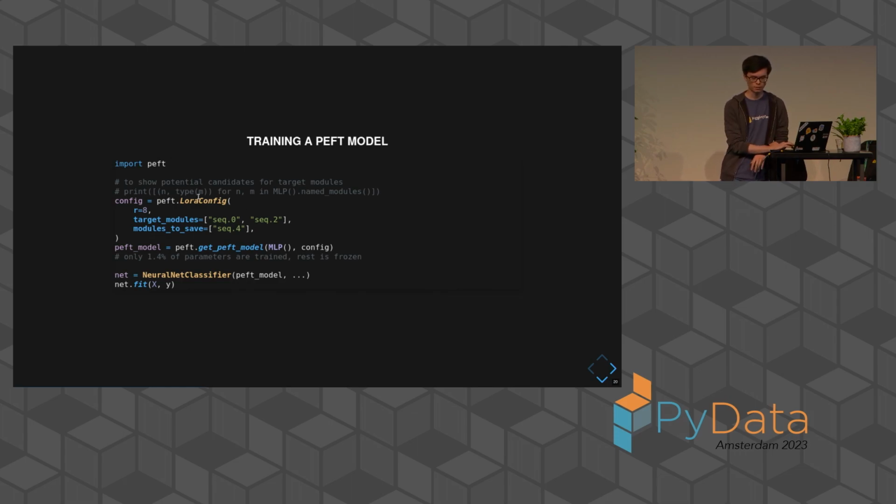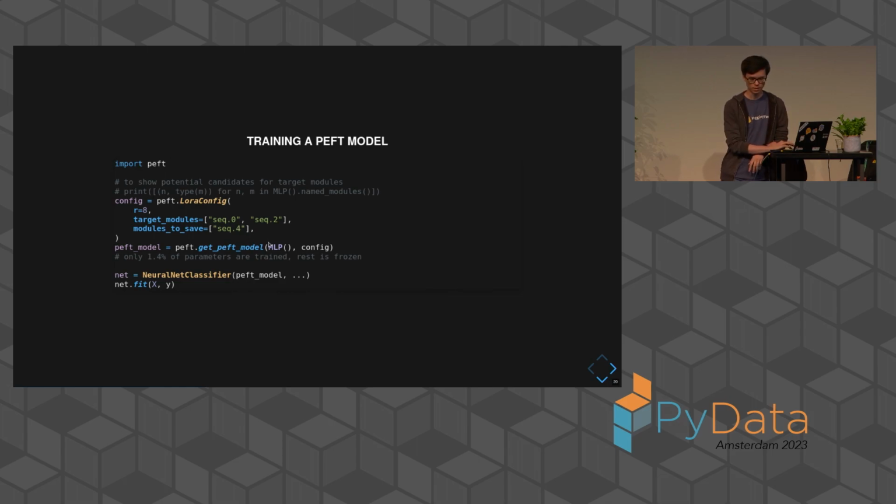And there we have a couple of arguments. So r is the rank, which basically tells you how compressed those extra parameters are going to be. We will also say which layers of our MLP we want to target. So 0 was the input layer, and then 2 was the hidden layer. And then we also define the modules to save. So those layers are trained normally without any adapters applied on top. That's often recommended for the classification head if you're on a classification task.